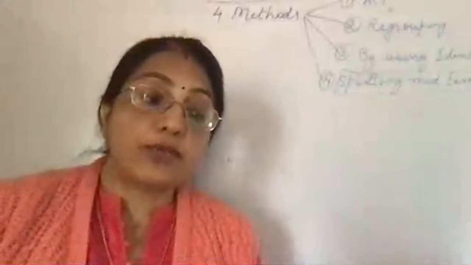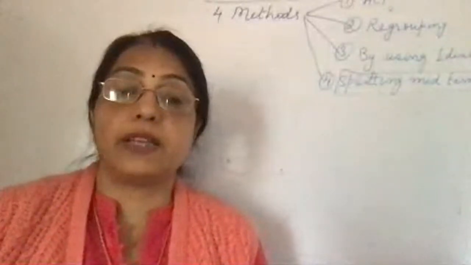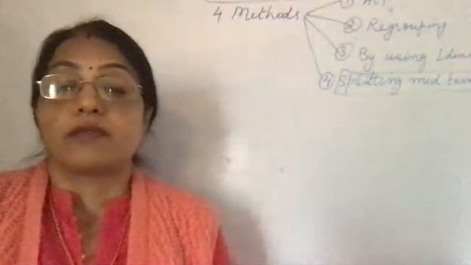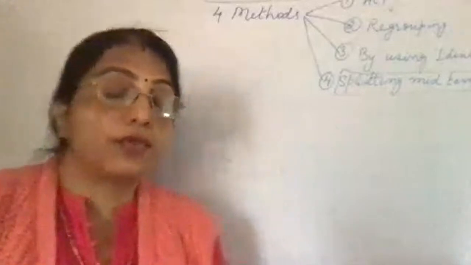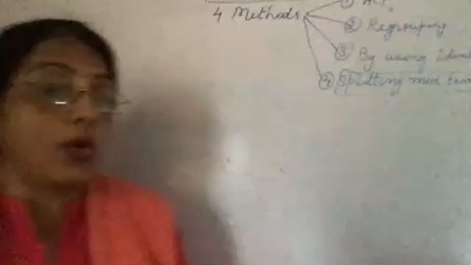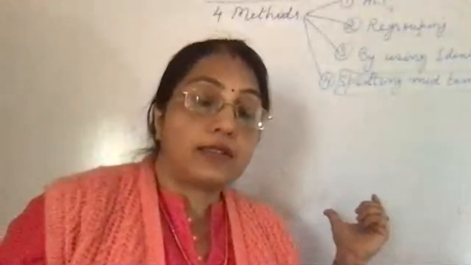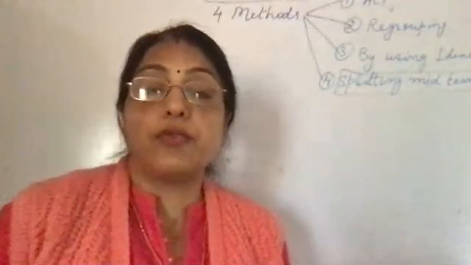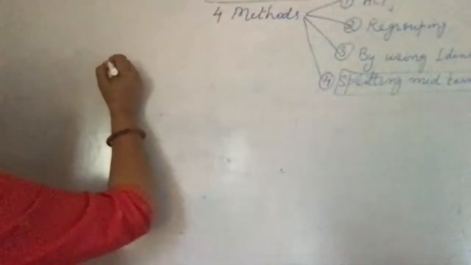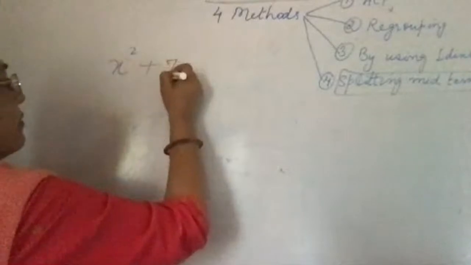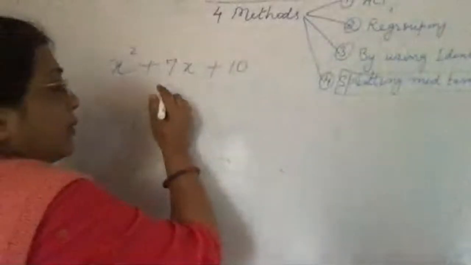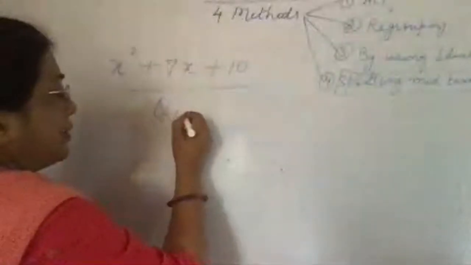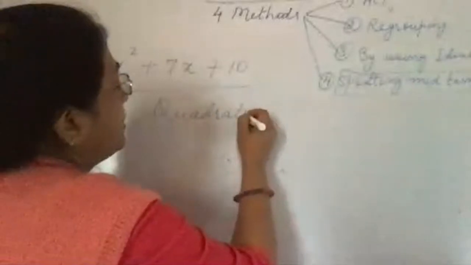Is it clear for which questions you will apply splitting the middle term? Okay, tell me. Shreya, Rishu. Now, when you get such a question, we have to check, when splitting the middle term, suppose the question is x square plus 7x plus 10. This is called a quadratic polynomial. Do you know what a quadratic polynomial is?